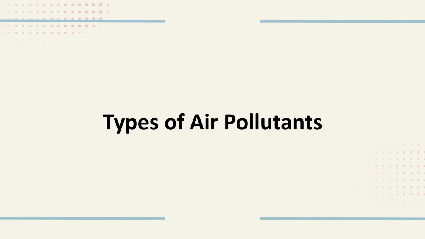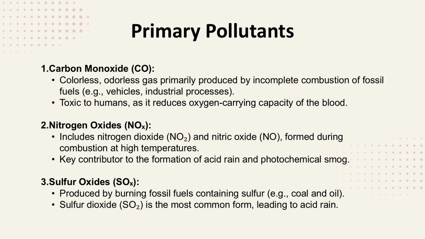Air pollutants are classified into two categories: primary and secondary pollutants. Primary pollutants. These are directly emitted into the atmosphere, including carbon monoxide, a colorless, odorless gas produced from incomplete combustion of fossil fuels, reducing the blood's oxygen-carrying capacity.